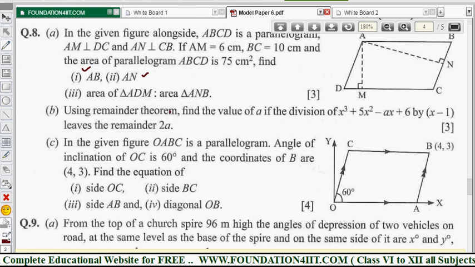In the given figure, OABC is a parallelogram. And the angle of inclination of OC is 60 degrees, the coordinates of B are given, that is 4, 3. Find the equation of side OC. OC is a side equation, and side BC, side AB, and diagonal OB also. These four equations you should find out. Okay, let us take the problem.